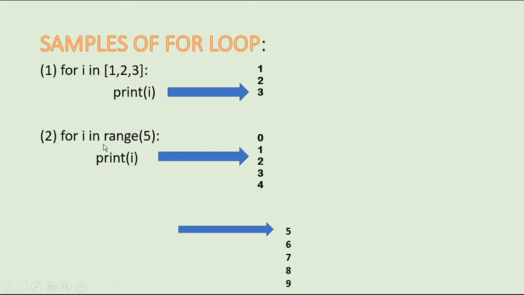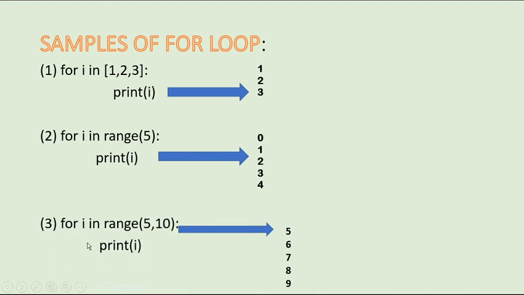The next example, when the for loop is written in this way and only one value is written inside the parentheses, then that is the stop value. And we can understand that the starting value is 0 by default. So this particular for loop will run from 0 till 5 minus 1. So it is going to print 0, 1, 2, 3 and 4.